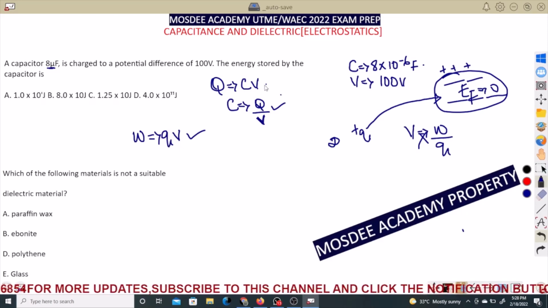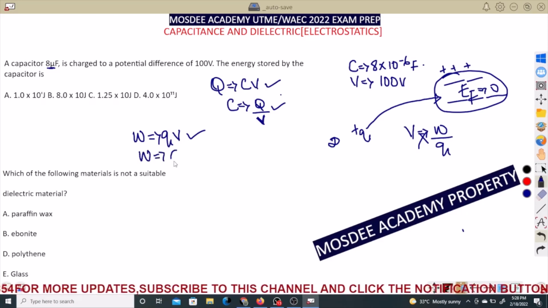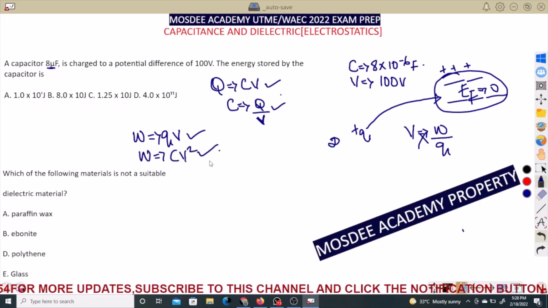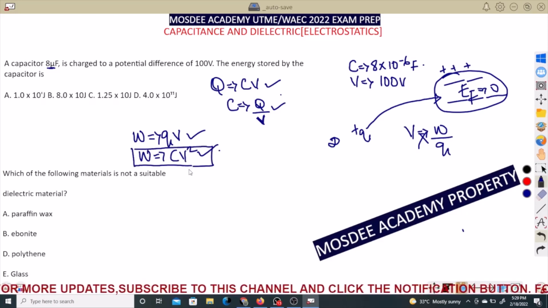Now, from the famous formula of capacitor, Q equals CV. On seeing Q here, put CV. You say work done equals to what? CV squared. Keep it in mind for the work done. Now, when work is done, the total amount of work that is done is now given by the famous formula of CV squared, which you are going to use in a lot of questions.